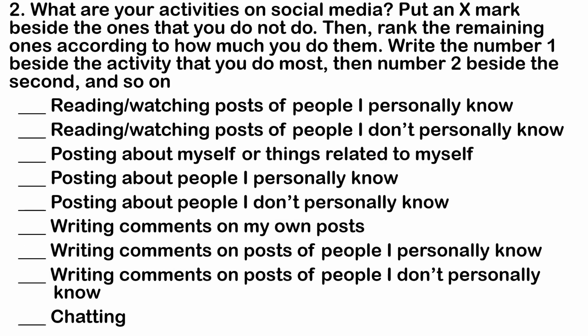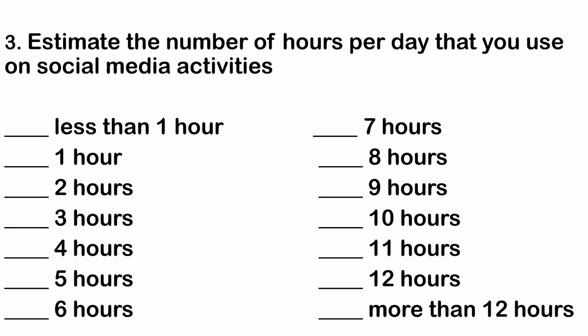Item number 2 asks, what are your activities on social media? Put an X mark beside the ones that you do not do, and rank the remaining ones according to how much you do them. Write the number 1 beside the activity that you do most, and number 2 beside the second, and so on. The instructions are very similar to the instructions in item number 1. But these are now referring to activities in social media which are divided into reading or watching posts, posting, writing comments, and chatting.